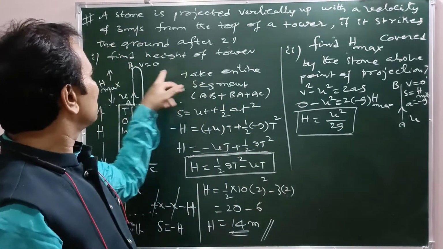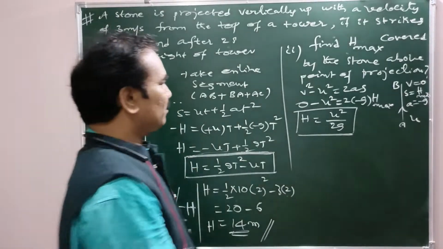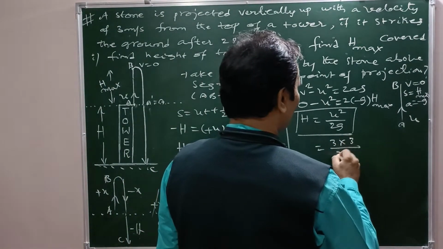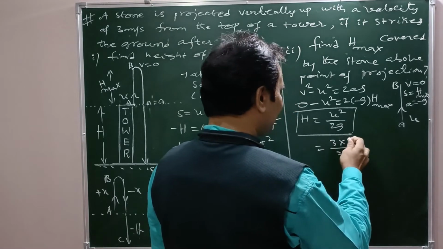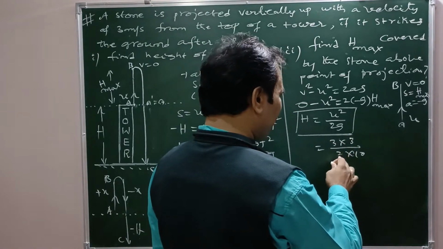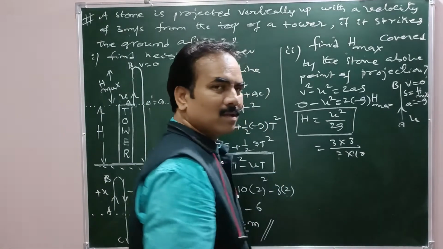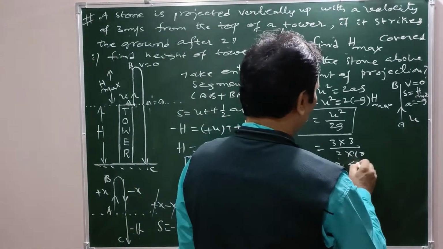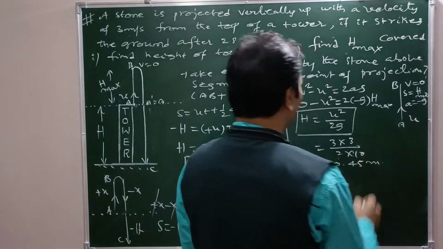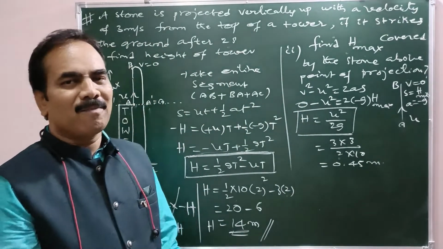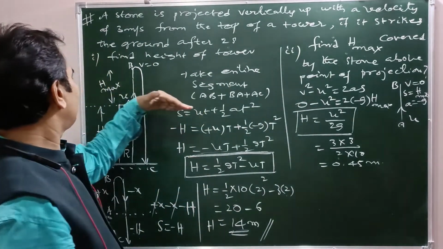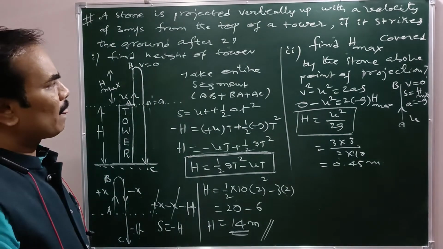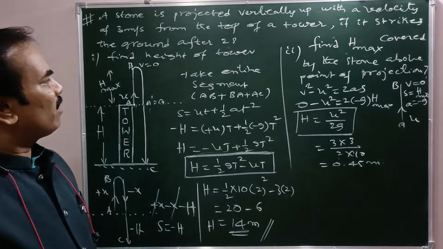Right? U means what? 3 meters per second. That is 3 into 3 by 2 into 10. That is 9. 9 by 2 means 4.5. By 10 means 0.45. That is 0.45. This is the maximum height covered by the stone above the level of projection. This is the maximum height. This is the height of the tower. Right? Now question number 3.